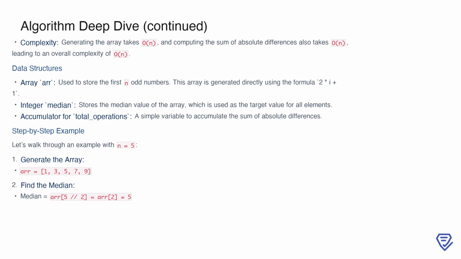If n equals 5, the array generated is 1, 3, 5, 7, 9. The median of this array is the value at index 5//2, which is arr[2], equal to 5. With the median identified, we can proceed to calculate the total number of operations.